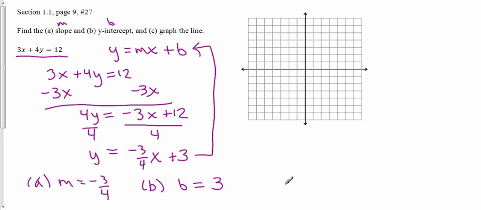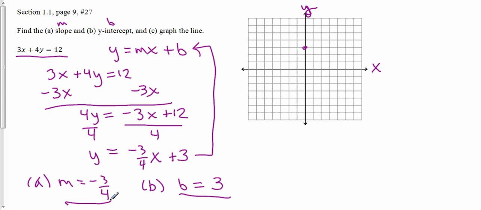Now part C says to graph the line. So I have some graph paper over here. And the first thing we want to remember is that the horizontal axis is x and the vertical axis is y. And then I would begin by looking at the y-intercept. And the y-intercept is by definition the point where the line crosses the y-axis. So I'm going to go up here 3 squares, and that's going to be the first point on my line.